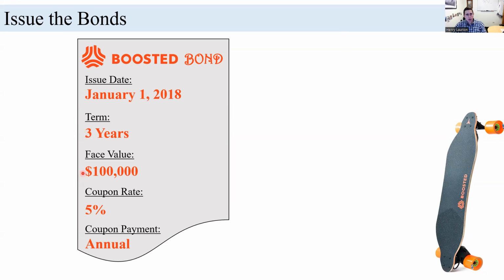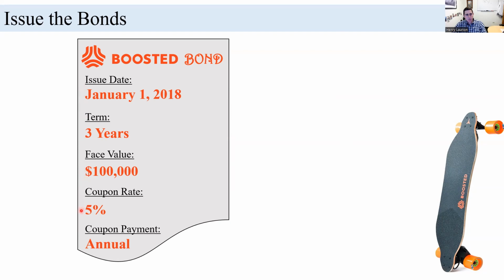The face value of the bond is $100,000. Face value means that at the end of the 3 years, if you are holding this bond contract, you'll be paid $100,000. This face value is sometimes called the maturity value, since it's paid at the maturity date, and sometimes it's called the principal. So this $100,000 is paid at the maturity date, which is 3 years from the issuance date.